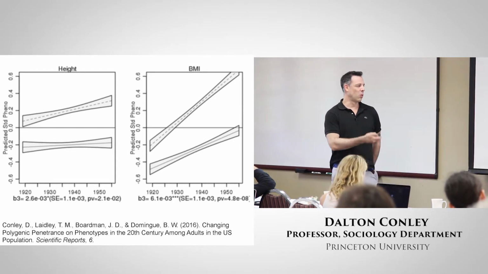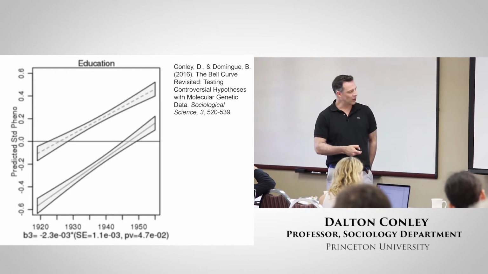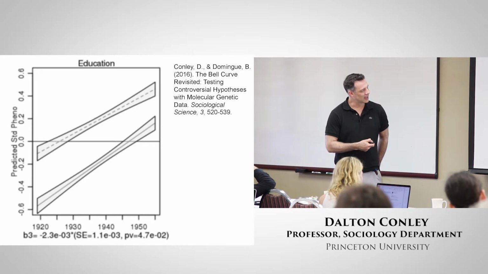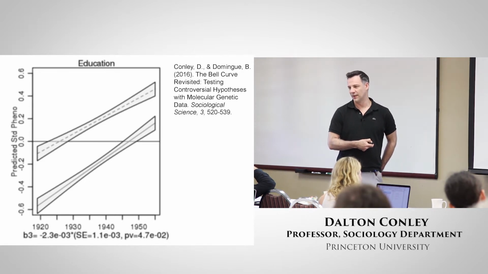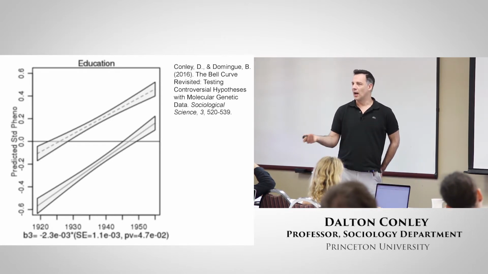So you could ask, well, what about education? And we find a slight decrease in the effect of the educational polygenic score on predicted years of schooling in the United States.